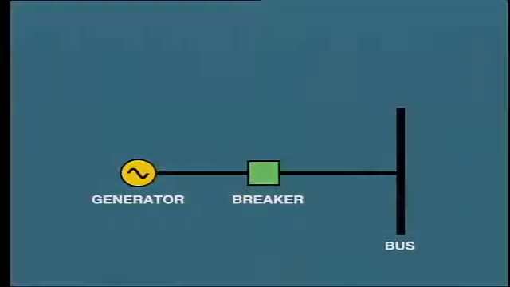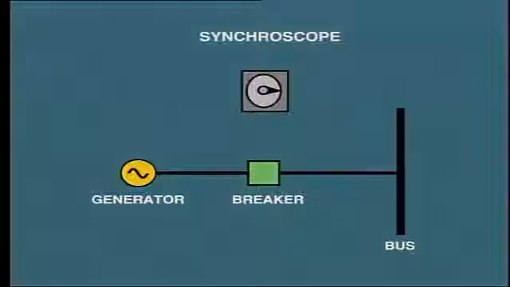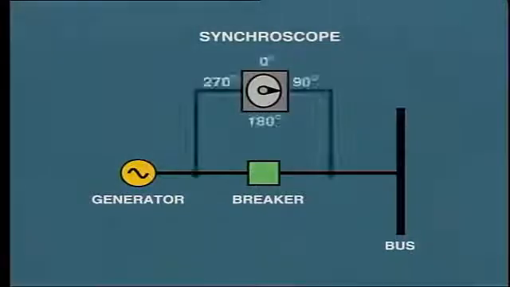For this purpose, a synchroscope is provided. This is connected to either side of the breaker and, in fact, indicates the difference in phase between the two sides. For example, this condition shows that the generator is 90 degrees out of phase with the bus. As the pointer is stationary, it also indicates that the speed, that is the frequency, of both the system and the incoming generator are identical.